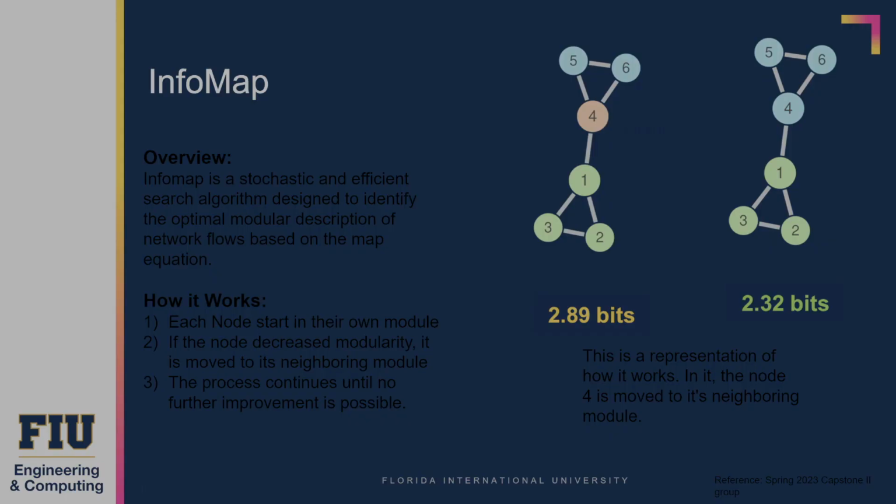Now, an insight and introduction of Infomap. An overview. Infomap is a stochastic and efficient search algorithm designed to identify the optimal modular description of network flows based on the map equation. How it works: each node starts in its own module. If moving the node decreases the code length, it is moved to its neighboring module. The process continues until no further improvement is possible. The picture is a representation of how it works. In it, node 4 is moved to its neighboring module.